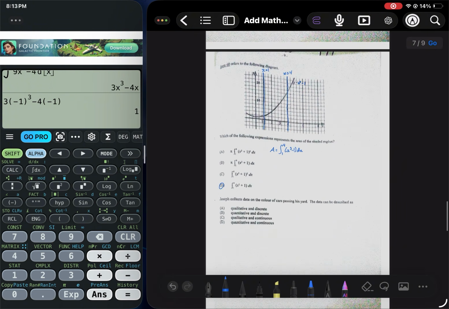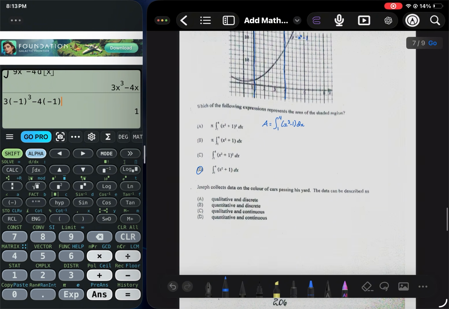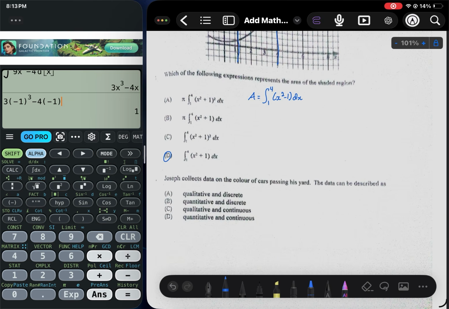Joseph collects data on the color of cars passing his yard. The data can be best described as... so the color of the car is qualitative as it describes the car, it's not quantitative. And it would be discrete as it's countable. Continuous refers to anything that's measurable, so our answer is A.